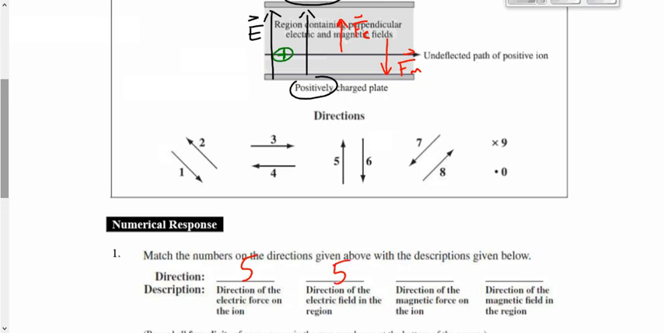That's going to be a 5. The direction of the magnetic force is down. That's going to be a 6.